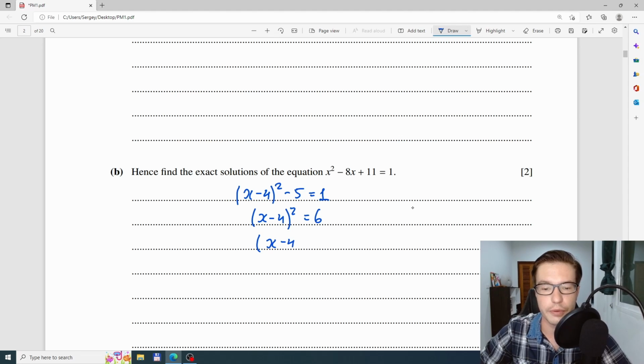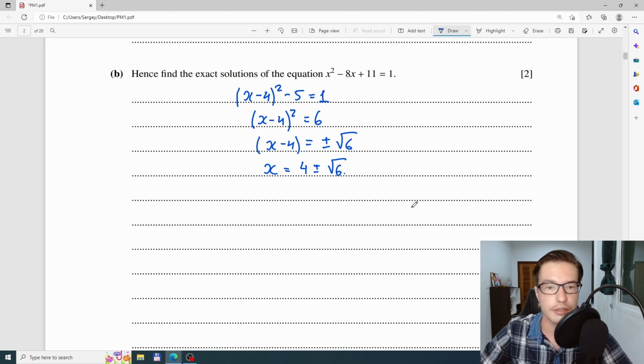x minus 4 equals, don't forget that we have two values, plus or minus. And then finally move minus 4 to the other side, and we'll get 4 plus or minus the square root of 6. And that's the exact answer for this equation. Let's state it. Answer: 4 plus or minus square root of 6. Time for the next question.